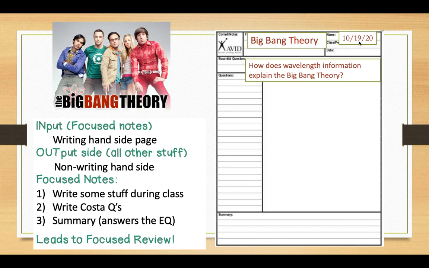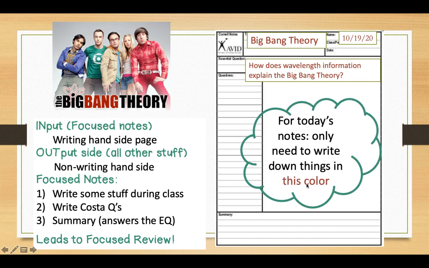And go ahead and set up your focus notes so you've got this ready for future reference and review. And let's get into it. Our topic is Big Bang Theory. Oh, just another reminder, the only things you need to write down are the things in this color, this reddish brown. It'll give you the information that you need, but means you don't have to write down everything. All right, here we go.